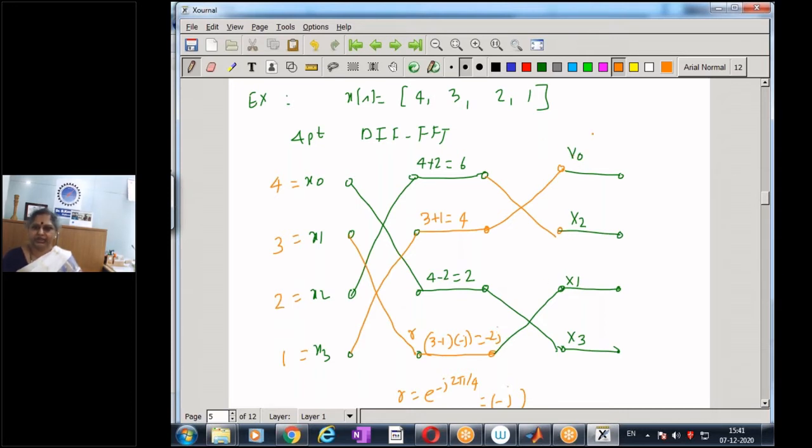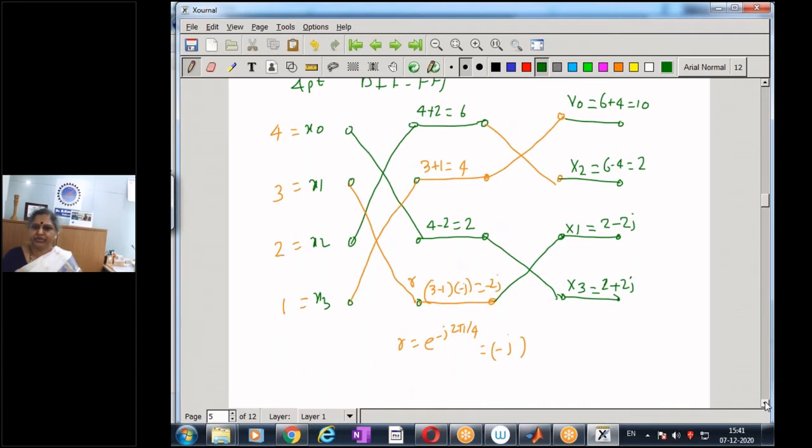Now let's go to writing the output. X of 0 is this 2-point computation: 6 plus 4, that is 10. And how about the next one? 6 minus 4, that is 2. And how about x1? This plus this, so this is a sum. In the 2-point computation, 2 plus minus 2j, that is 2 minus 2j. And this is going to be 2 minus of minus 2j, that is 2 plus 2j. So this is what I have.